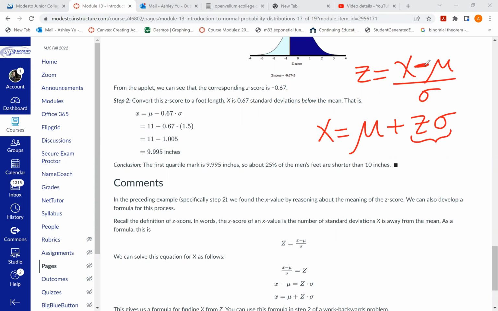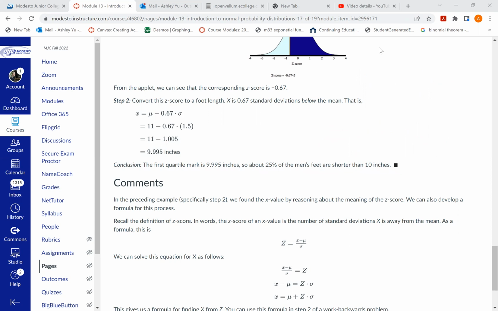Oh, it's a minus this time. I'm sorry, because we are on the left side of the mean, I'm trying to be to the left of the mean. Sorry about that. Subtraction this time. You've got to keep track of that. Don't be like me and forget. And you get 9.995 inches, so about 10 inches. In conclusion, the first quartile mark is 9.995 inches, so about 25% of the men's feet are shorter than 10 inches.